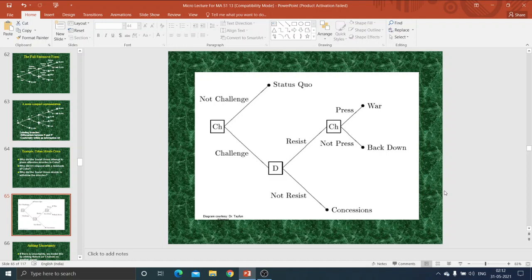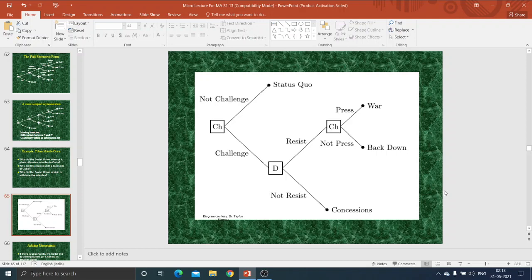The USSR placed missiles, which means they are challenging. The USSR can have two options: either they challenge or they don't challenge. If the USSR does not challenge, then that is what is called the status quo. It is being maintained. There is no issue. But if the USSR poses a challenge, then the United States has two strategies: either resist or not resist. If they do not resist, then there are concessions.